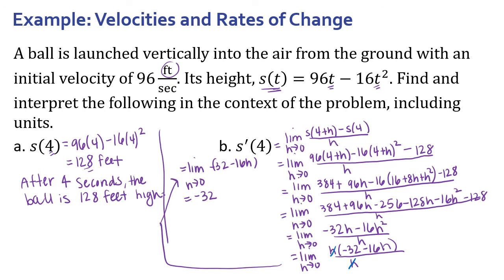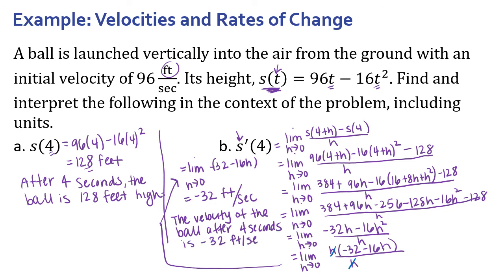And in terms of these units, when we're talking about velocity, this is the slope of that function. So the change in y, which is feet, over the change in x, where our input value is seconds. So negative 32 feet per second. So this means the velocity of the ball after 4 seconds is negative 32 feet per second.